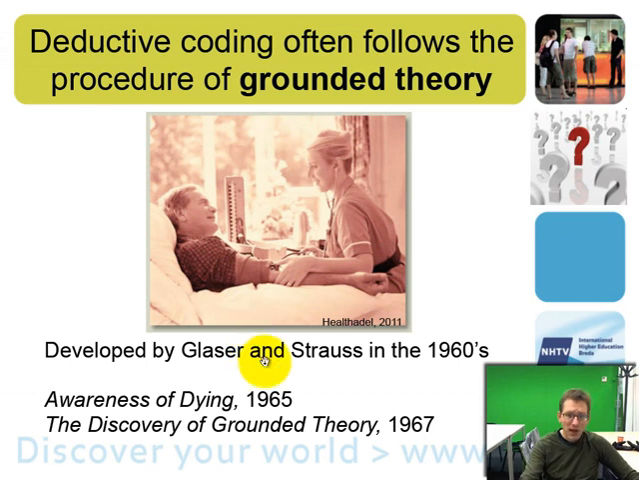Glaser and Strauss interviewed people about their dying processes, and they wrote two books. One was about their findings, The Awareness of Dying, 1965, and the other book they wrote was about this brilliant new approach that they took to conducting and analyzing the text of their interviews. And this one was called The Discovery of Grounded Theory. Later, Glaser and Strauss broke up as researchers. They got in an argument and stopped working together. They got in an argument about what grounded theory was really all about.